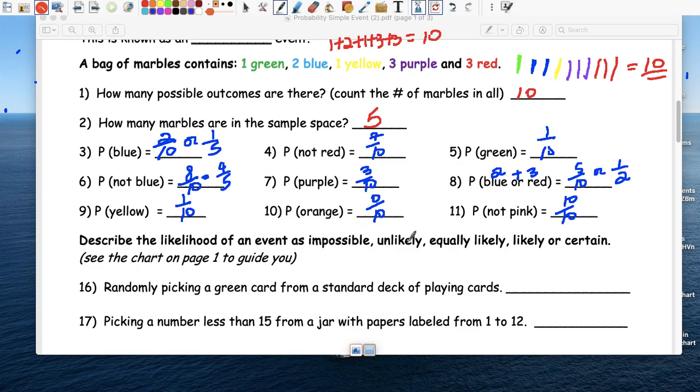Again, impossible, unlikely, equally likely, likely or certain. Describe the likelihood of an event using those words. Picking a green card from a standard deck of playing cards. This would be impossible.